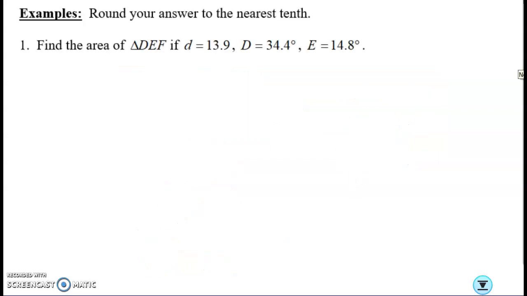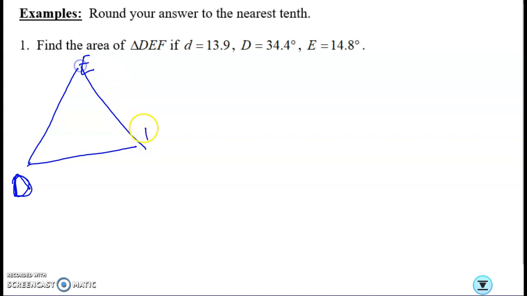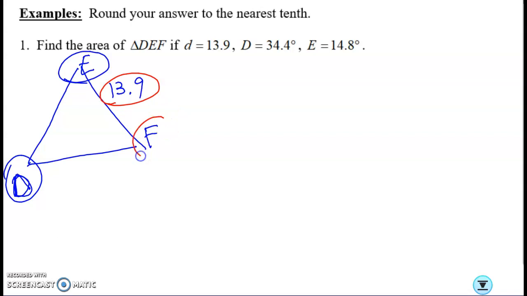So for our first example, they switched up the letters for us. It doesn't really matter. This is triangle DEF. And they told us that small d, side D, is 13.9. Angle D we know, and I'm not going to write it in there just because it'll get too sloppy. And we also know angle E. Well, in order to do the area for this oblique triangle, we need to know a side angle side situation.